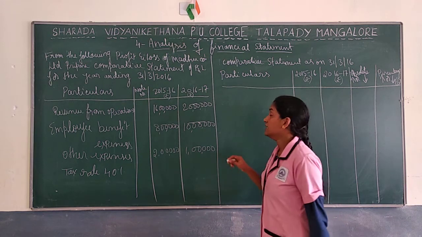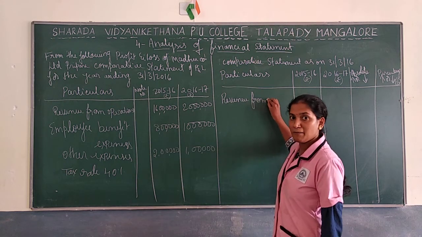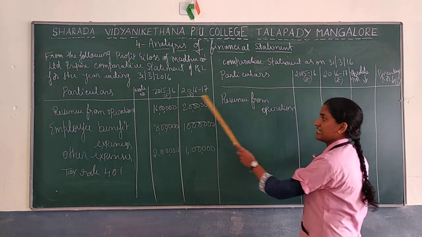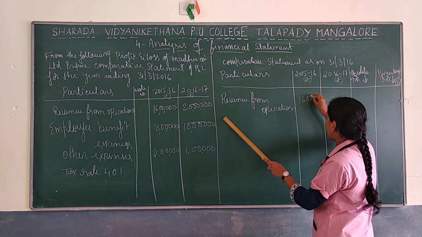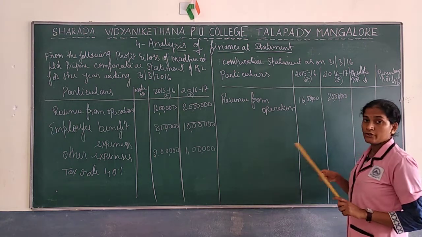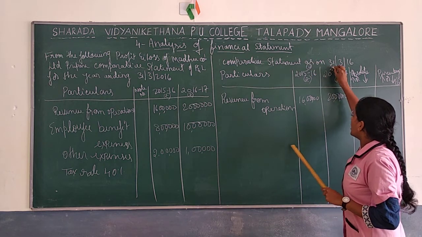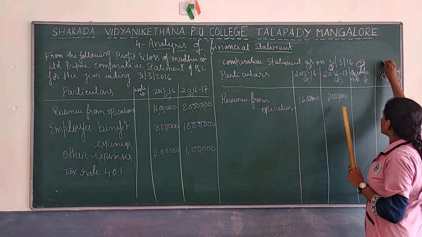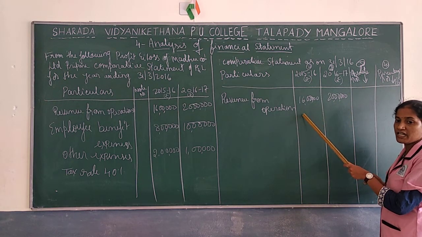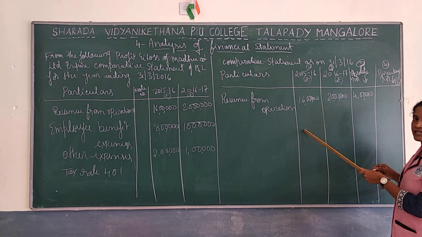So what is our format? Starting with the revenue from operation. You have 16 lakh and 20 lakh. So what do you have to do to find the increase or decrease column? This is the first column, second column, third one, and the fourth one. To find the increase or decrease, take the second column minus the first column, and you will get 4 lakh.